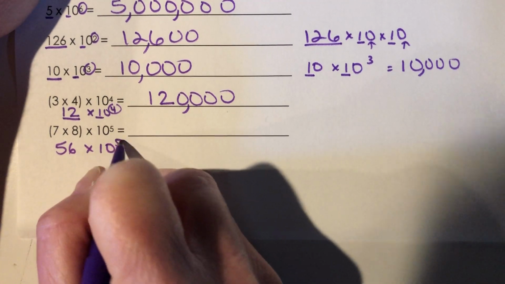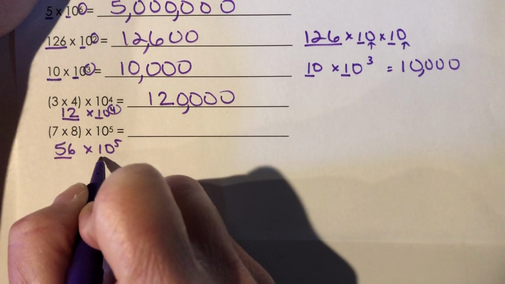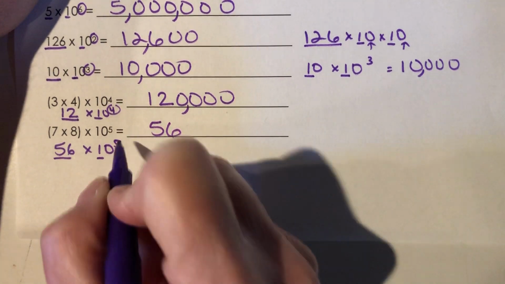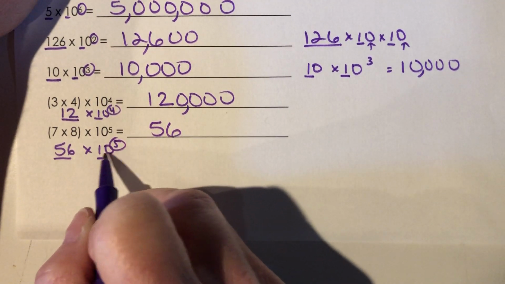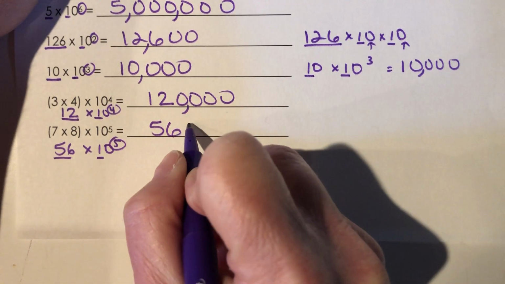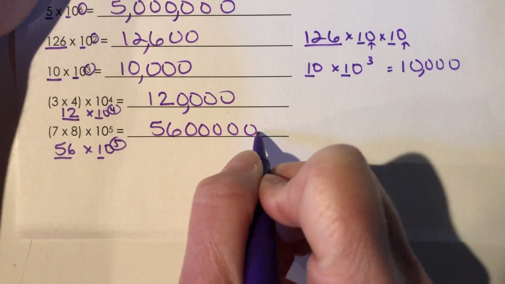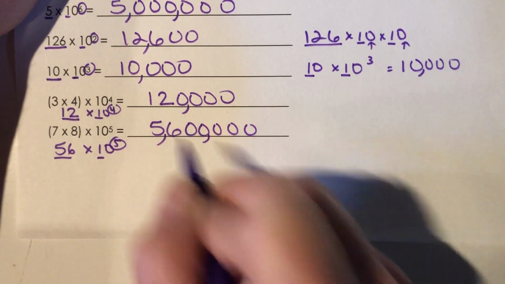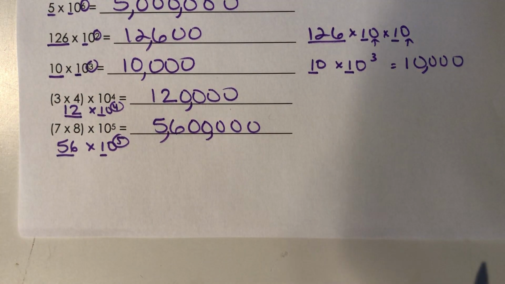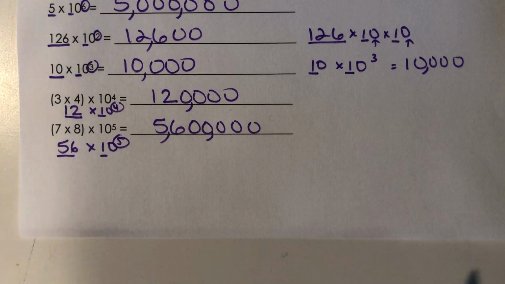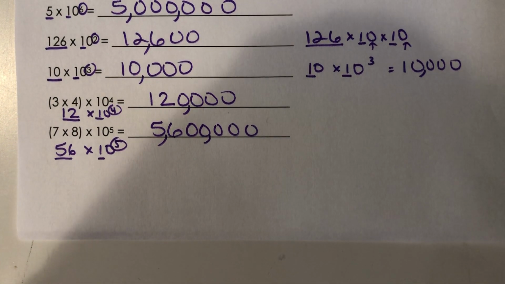And last one, 7 times 8 is 56. And if you have 56 times 10 to the 5th power, I can do 56 times 1 is 56. And then this means I would have that 10 5 times, so I'd have 5 zeros. 1, 2, 3, 4, 5. 5,600,000.